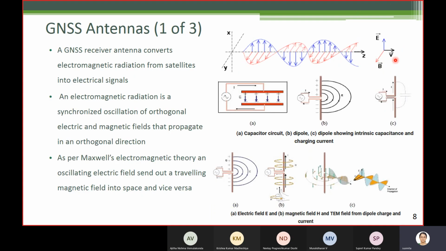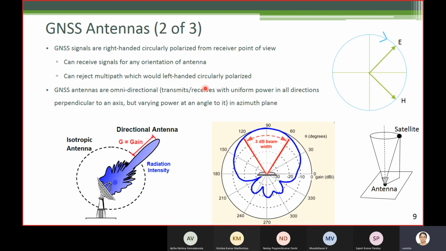Now just consider this case where the electric field is rotating as the propagation happens. Then for any orientation of the antenna, the electric field would induce current because the orientation is changing, correct? This is why GNSS signals have circular polarization. The amplitude does not change, just the orientation changes, so we get a circle, or they are circularly polarized. And either it has to be right-handed circular polarization or left-handed circular polarization, either RHCP or LHCP.